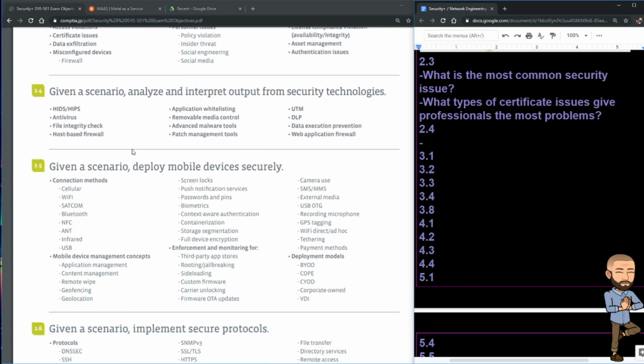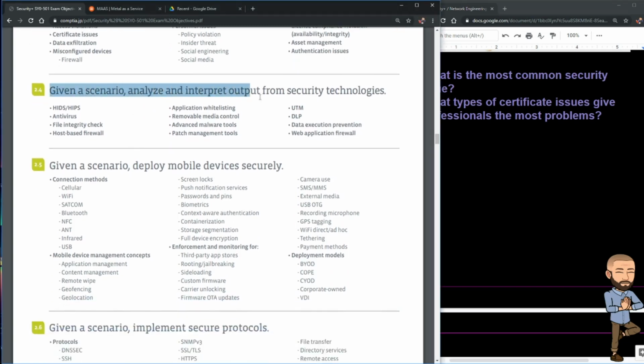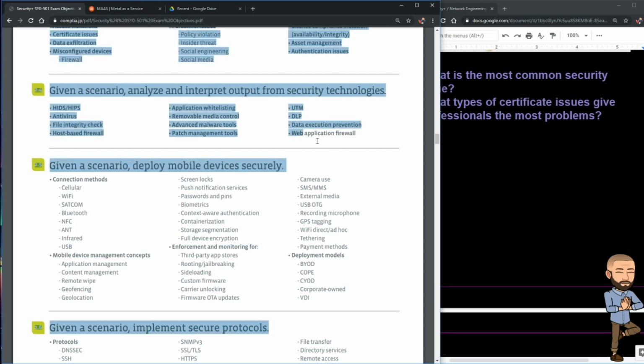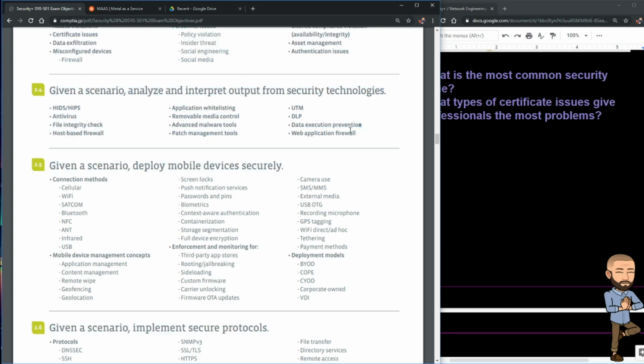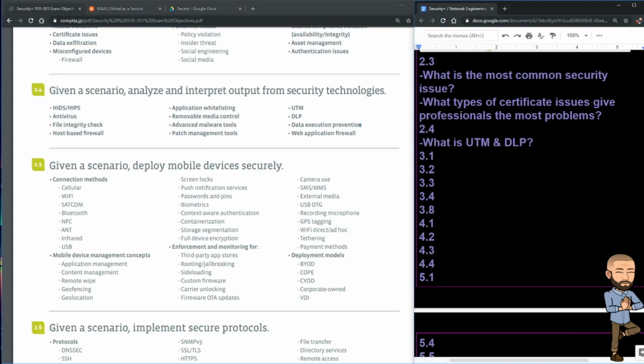All right, moving on to 2.4. Given a scenario, analyze and interpret output from security technologies. So you can have outputs from all these different types. Looks like software types, but some of it can be at the hardware level. Always know your acronyms, I say. So what is UTM and DLP? And then how about give me an example of a file integrity check.